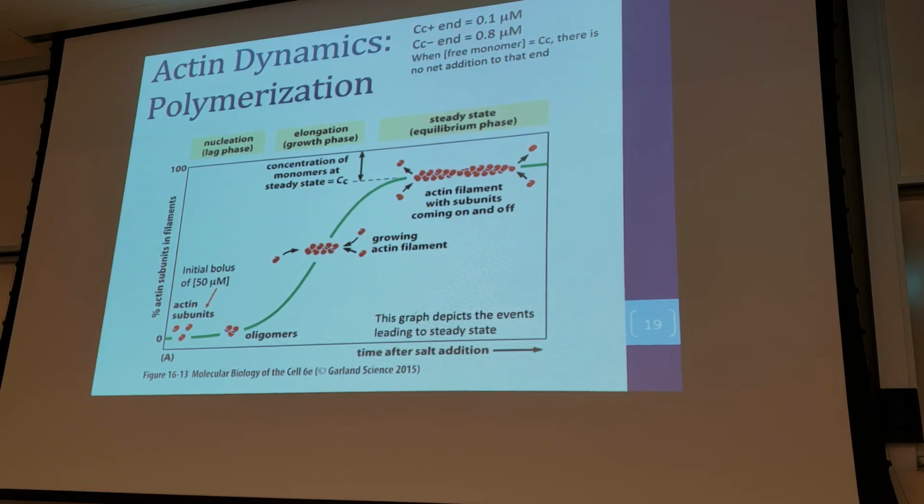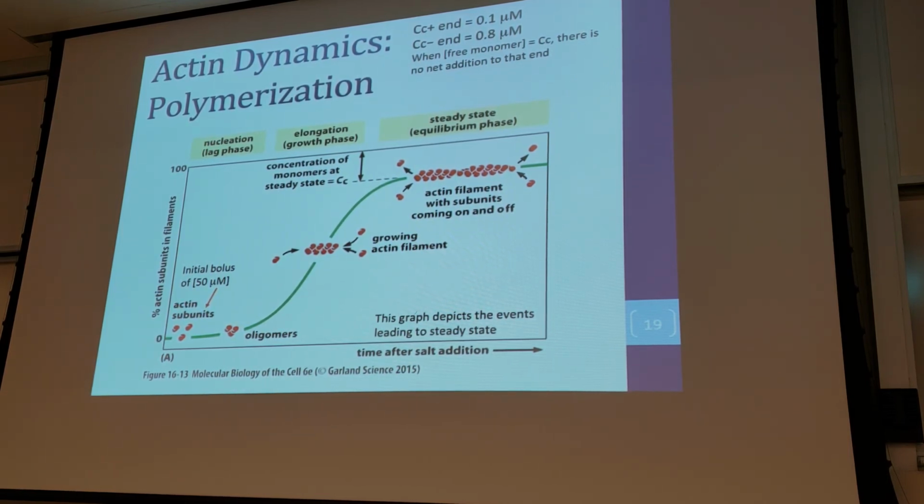Right, so now we're going to go down to 0.1 because we keep growing, we keep adding monomers to our filament, depleting the monomer pool in our test tube. What would happen next? Would we reach 0.1 micromolar? Well, let's think about it. What would happen at 0.1 micromolar at the minus end? That one would start to shrink, right? We're below its critical concentration, so it has a net loss of monomers.